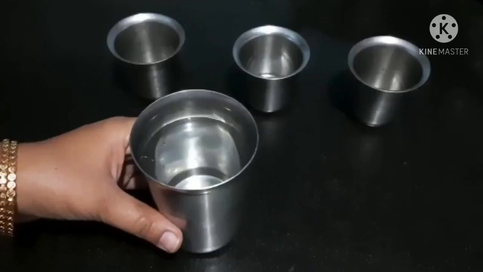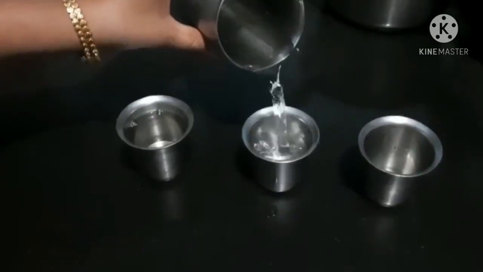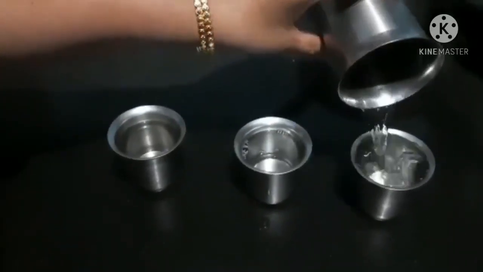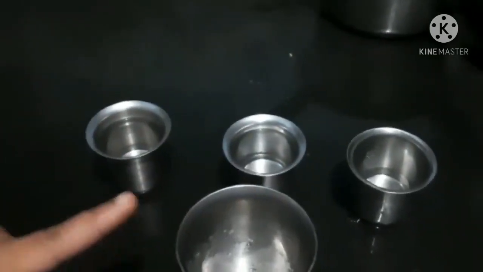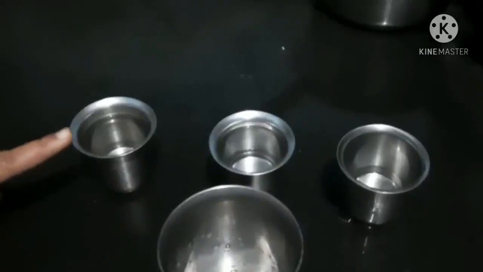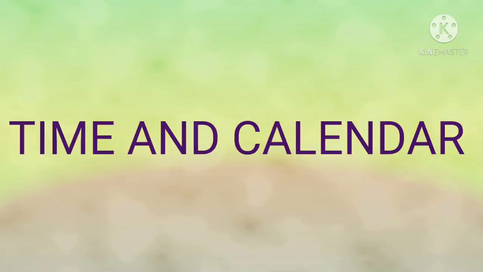Capacity. Children, capacity of a vessel tells how much it contains. For example, capacity of this glass full of water is equal to capacity of 3 small cups. It means this glass can hold capacity of water which is equal to capacity of these 3 cups. Now, let us revise chapter 11, Time and Calendar.